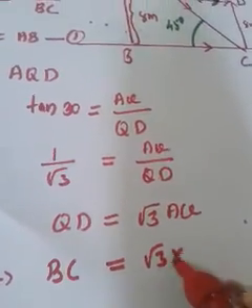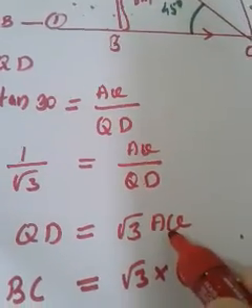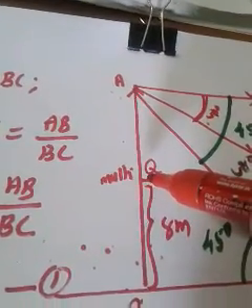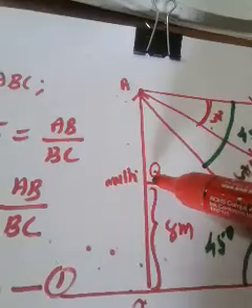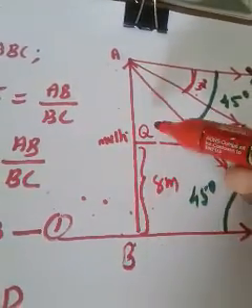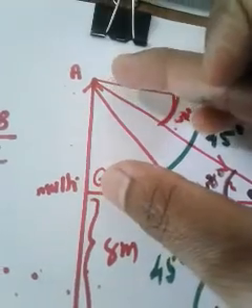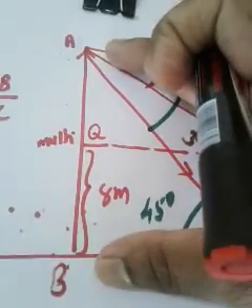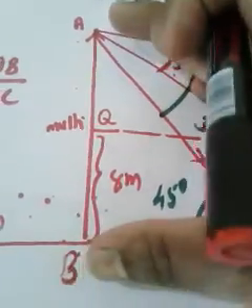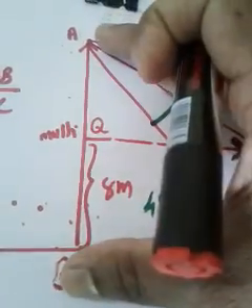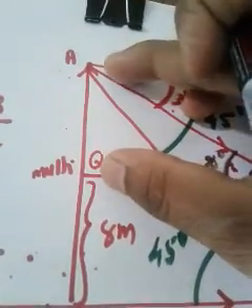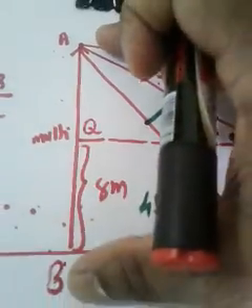Root 3 into AQ. I need AQ. See, what is AQ? Can I write AQ as AB minus QB? Because when you subtract QB from AB, you will get AQ. AQ is nothing but AB minus BQ.